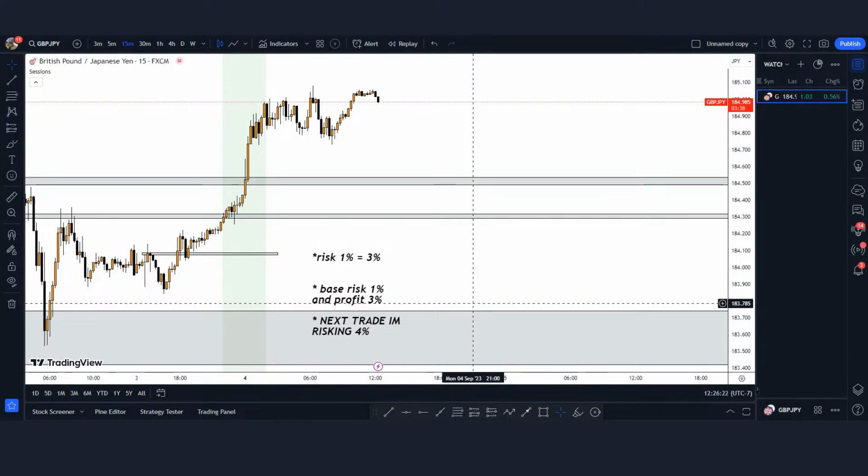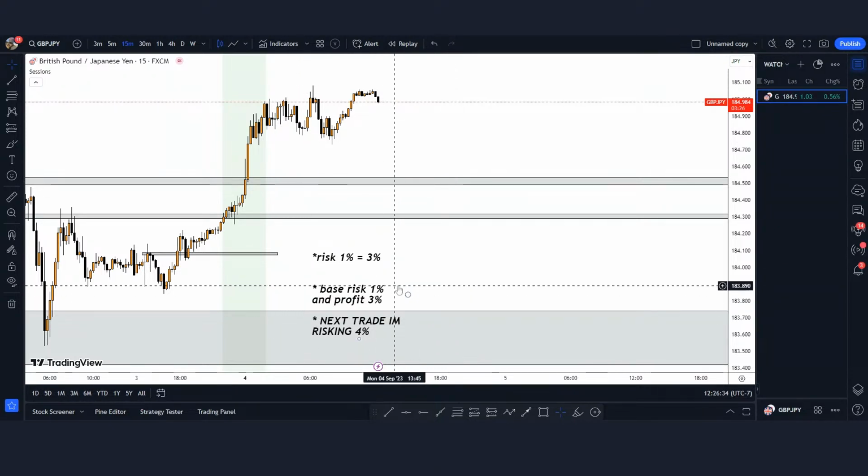It's not that unrealistic to catch three 1 to 3s in a row, but it's very unrealistic for you to sit here and try to risk 45% of your account or 30% of your account and try to catch these massive moves or try to hold these massive moves in the market. It's very unrealistic to happen. And you don't have to do asymmetric.